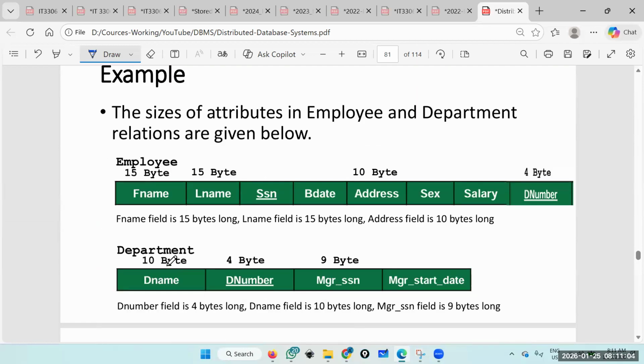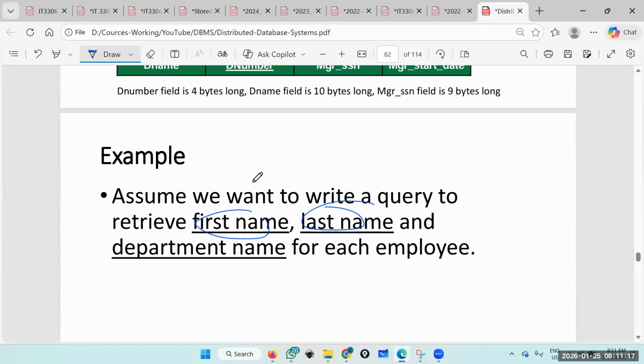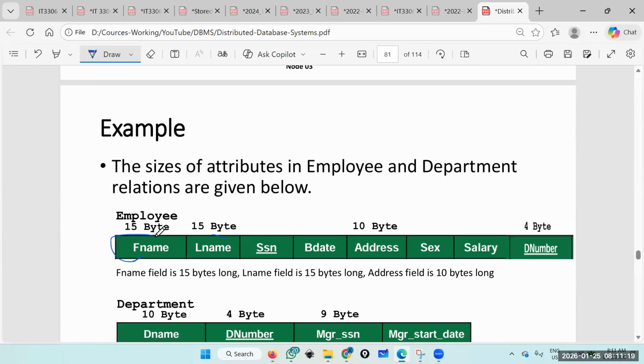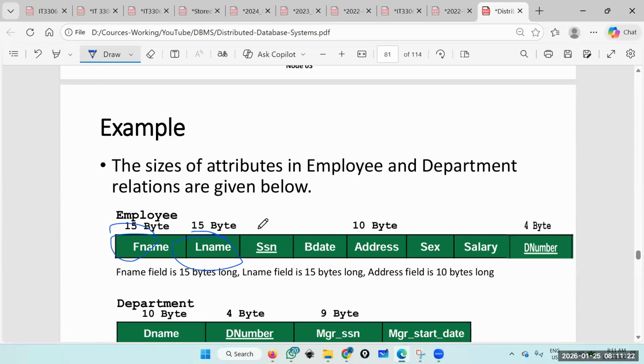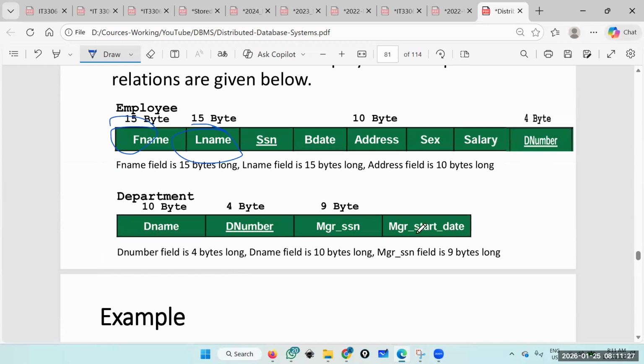So we have the employee table, department table, and some field values related to the query, the field widths. We need to get the first name and last name, which are in the employee table, and then we need the department name, which is in the department table. Department number is the primary key. So in order to do the join, you need to consider department number as well, because otherwise you can't do the join.